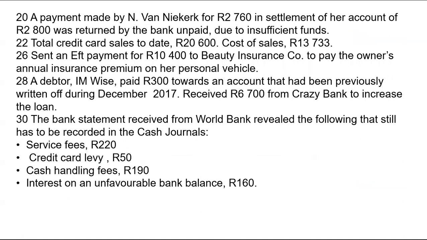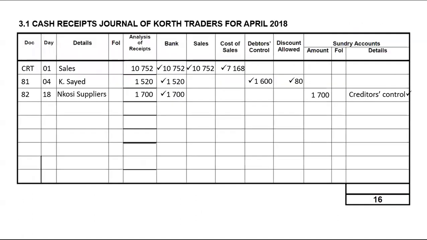Now, on the 22nd, it says that total credit card sales to date are 20,600. Cost of sales is 13,733. That will be recorded in the CRJ. It relates to sales. Credit card is considered to be cash. We are going to record it in the CRJ. The document number will be CRT because we sold goods, and that will be on the 22nd.